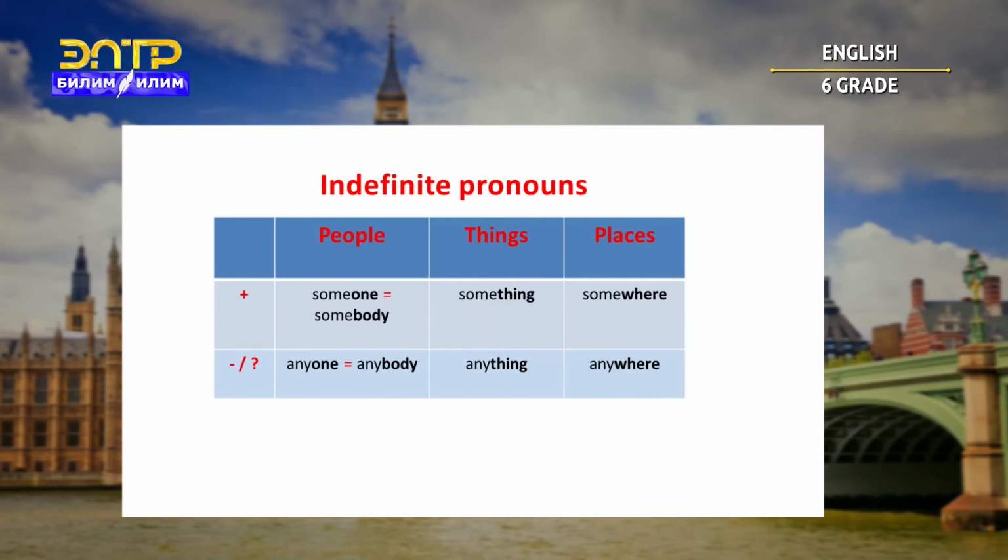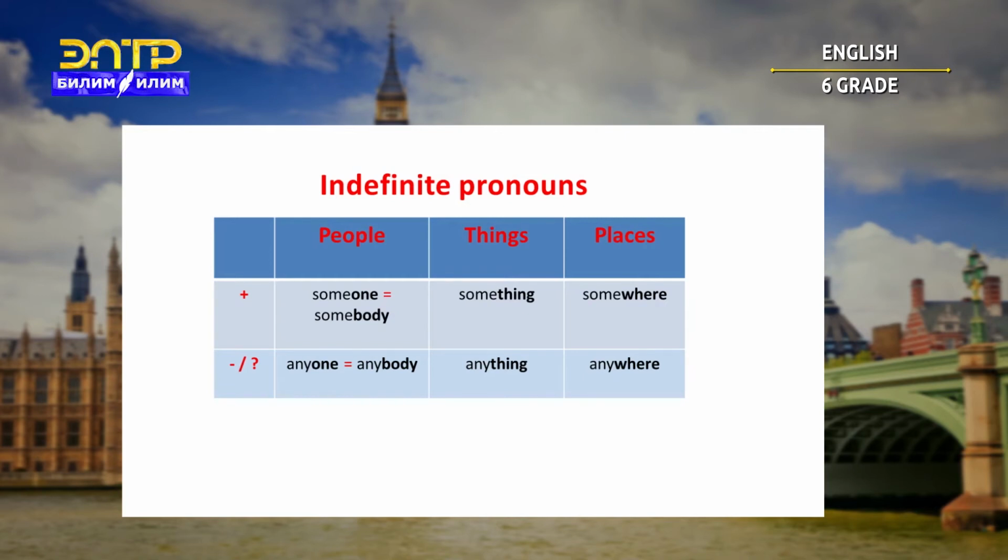Now, students, look at the chart again and summarize information about indefinite pronouns. About people in positive sentences, we use someone that is absolutely similar in meaning with somebody. In questions and negative sentences about people, we use anyone or its equivalent anybody.